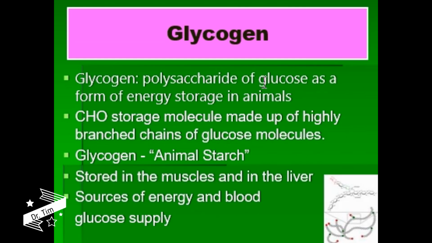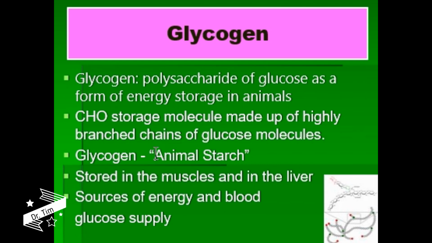Okay, the next type of polysaccharide is glycogen. Glycogen refers to the polysaccharide of glucose as a form of energy storage in animals. Okay, it is a carbohydrate storage molecule made up of highly branched chains of glucose molecules. So as compared to starch, glycogen has many branches. Monosaccharides bind together to become polysaccharide, and the chain is branched, having many branches.